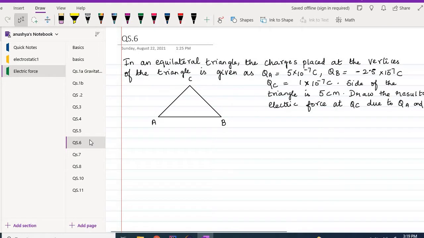So next, in an equilateral triangle, the charges placed at the vertices of the triangle are given as QA, QB, QC. Now the charge QA value is 5 into 10 to the power of minus 7 Coulomb. QB is minus 2.5 into 10 to the power of minus 7 Coulomb, and QC is 1 into 10 to the power of minus 7 Coulomb.